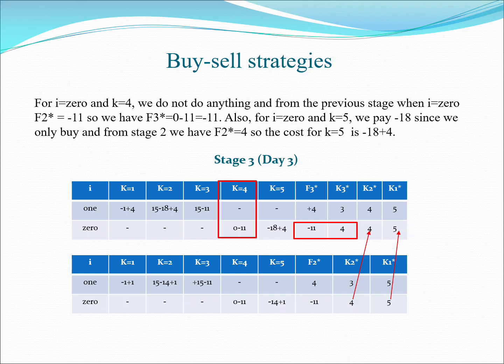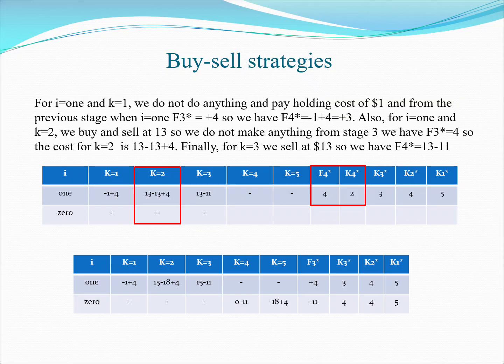Also, for I equals 0 and k equals 5, we pay negative 18, since we only buy. And from stage 2, we have f2 star equals 4. So the cost for k equals 5 is negative 18 plus 4. For I equals 1 and k equals 1, we do not do anything and pay holding cost of $1. And from the previous stage, when I equals 1, f3 star equals plus 4. So we have f4 star equals minus 1 plus 4 equals plus 3.